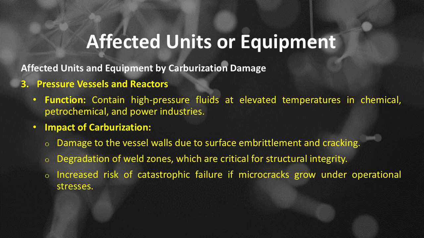Number 3 is pressure vessels and reactors. Function: contain high-pressure fluids at elevated temperatures in chemical, petrochemical, and power industries. Impact of carburization: damage to the vessel walls due to surface embrittlement and cracking, and degradation of weld zones, which are critical for structural integrity. Increased risk of catastrophic failure if microcracks grow under operational stresses.